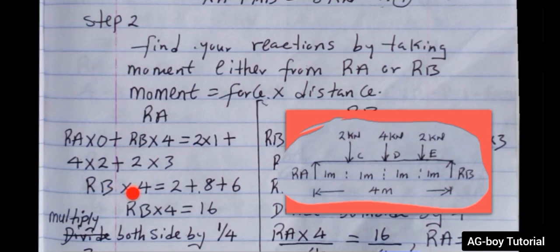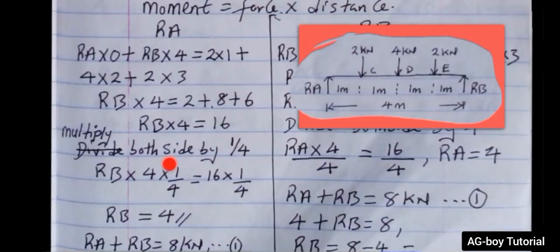So therefore our RA multiplied by 0 is out, so we have RB multiplied by 4, which is this one. RB multiplied by 4 equals what, 2 times 1 is 2, then 4 times 2 is what, 8, then 2 times 3 is what, 6. Our RB times 4 is brought down again, and then 2 plus 8 plus 6 is going to give us total what, 16. Then we are going to multiply both sides by 1 over 4.